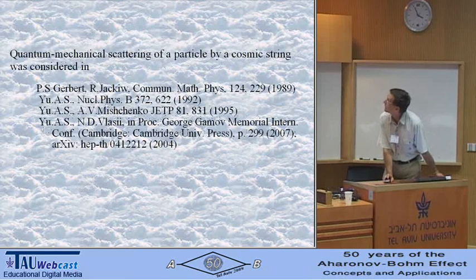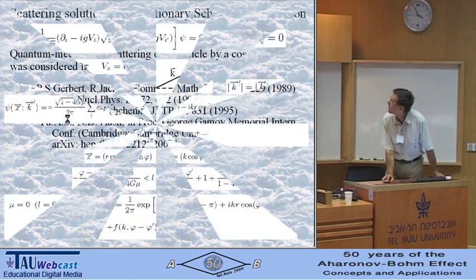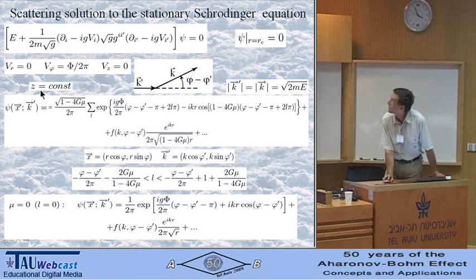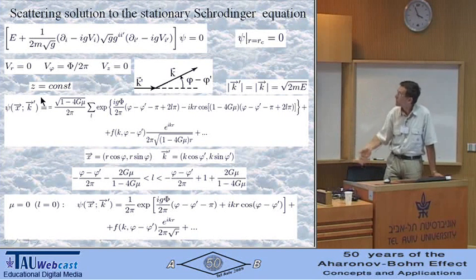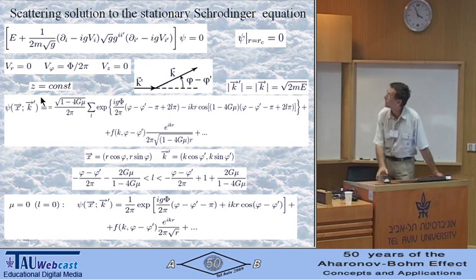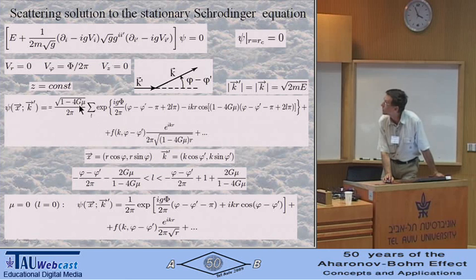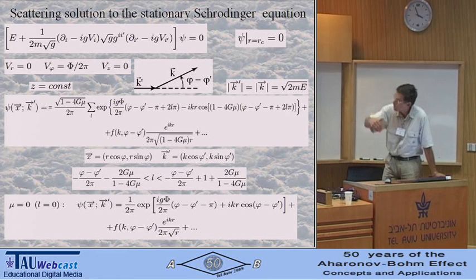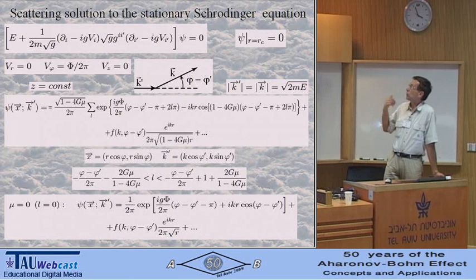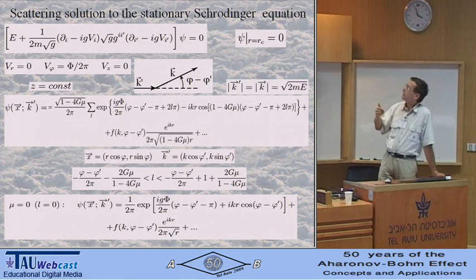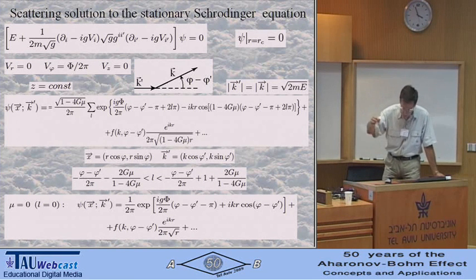So quantum mechanical scattering of a test particle on a cosmic string was considered in these works, and I shall list the results: the scattering solution to the Schrodinger equation. The motion along the string is free, as for the Aharonov-Bohm effect, and so it's the scattering solution, and its asymptotics. Note that this is the coupling constant of this test particle to the gauge field of the string, which is different from the coupling constant of the Higgs scalar to the gauge field.